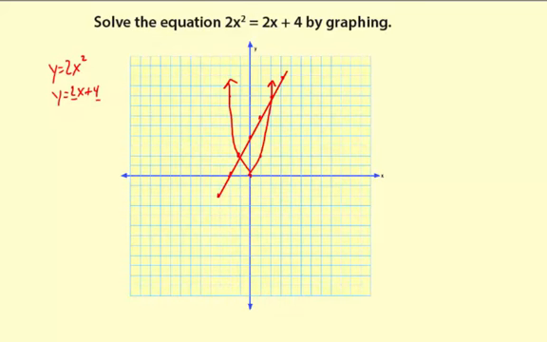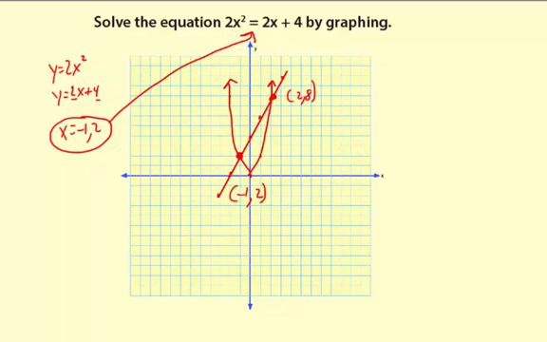Okay, and what I'm looking for here is the points of intersection. And it looks like there's a point here and another point here for the intersection. This first intersection looks like it's at -1, 2. And the second intersection looks like it's at 2, 8. So the solutions to the equation would be x equals -1 and 2.